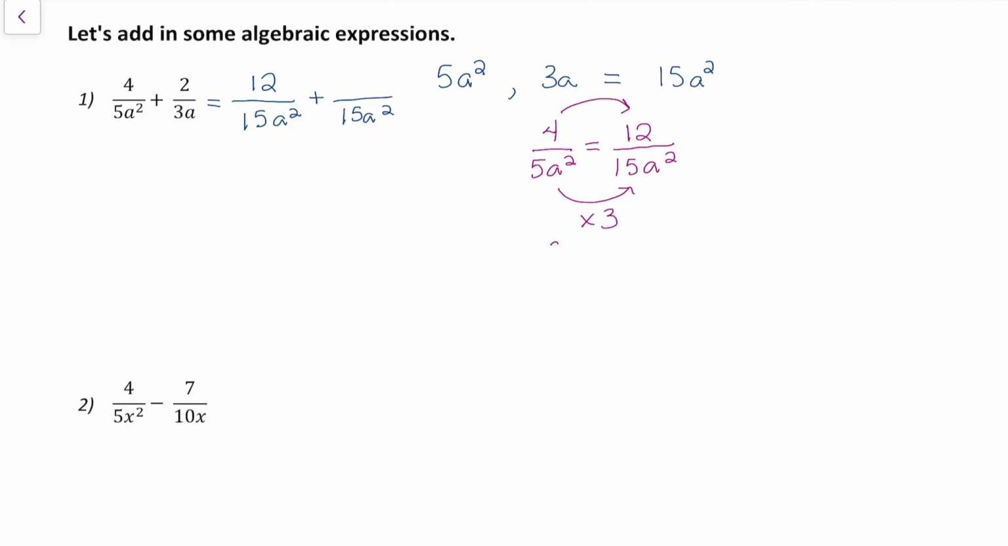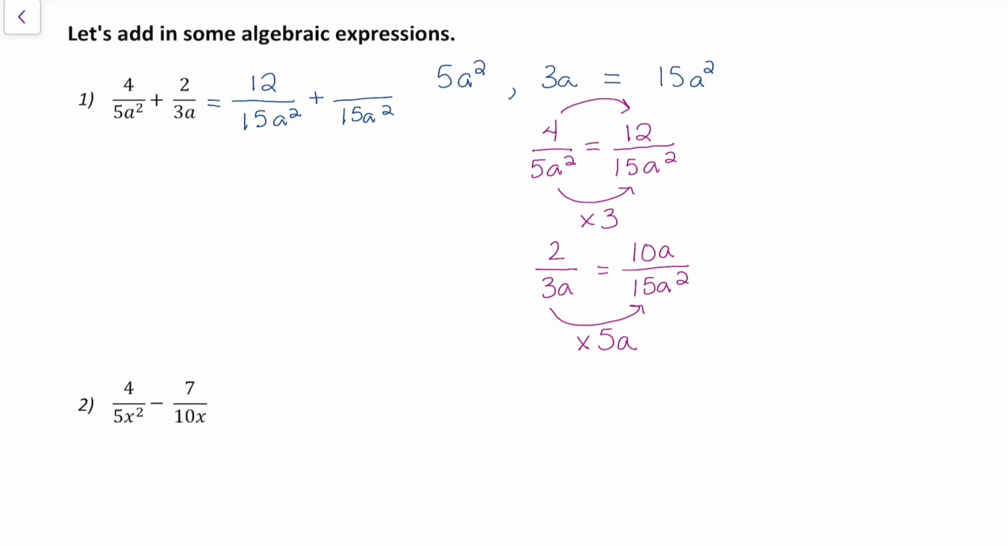My next fraction is 2 over 3a, and I want to get that to be 15a squared. So again, let's first look at the number. To get from 3 to 15, I times by 5. And to get from a to a squared, I times by a. So that means I need to times by 5a altogether to get 3a to 15a squared. So if I times 2 times 5a, I get 10a.